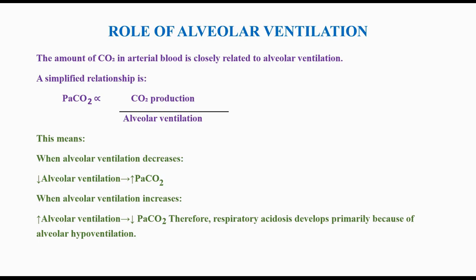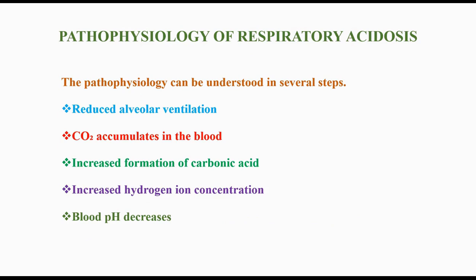Now we'll see the pathophysiology of respiratory acidosis. It can be understood step by step. The first event is reduced alveolar ventilation. This reduction may occur because of respiratory center depression, neuromuscular weakness, airway obstruction, chest wall abnormalities, or severe pulmonary disease.